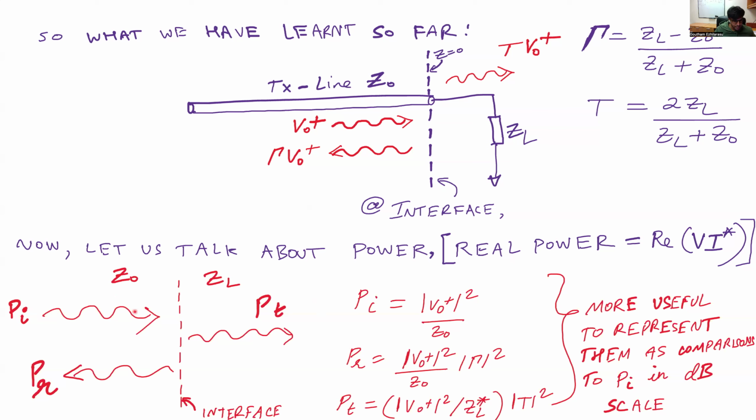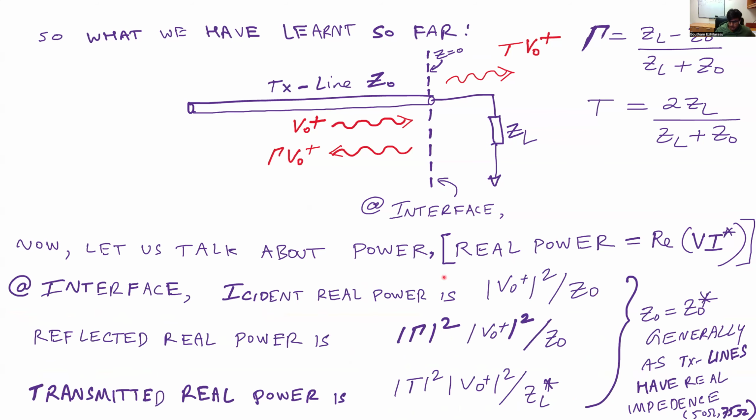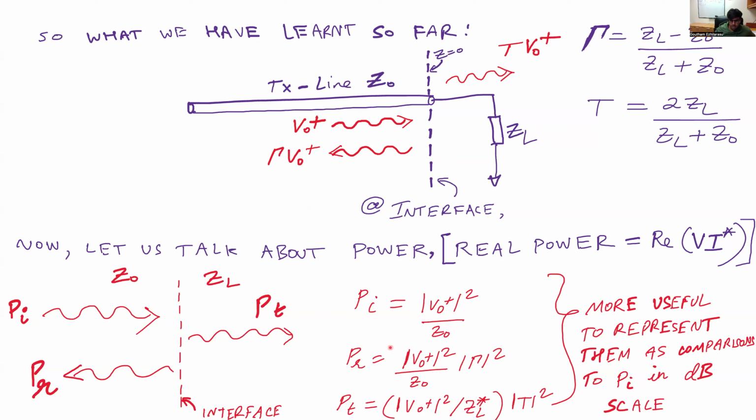So let's now talk about the concept of incident power, reflected power, and transmitted power. The incident power we calculated earlier, and when we talk about power, we always care only about the real part of the complex power, or the real power. So the incident power, as we calculated earlier, is going to be |V0+|² over Z0. This is a reflected power, and this is a transmitted power. Rather than just representing the values of these powers, it's more useful to create a comparison between the reflected and the incident power, and the transmitted and the incident power.